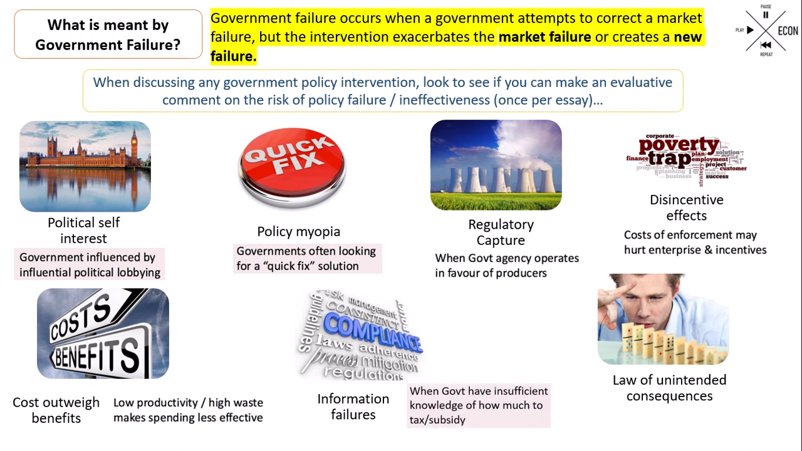Information failures, whenever the government have insufficient information about how much tax to put in place, how much of a subsidy to give, what's the correct price strategy. Now obviously they've got civil servants and experts in these fields, but it is at the end of the day politicians that put these in place, so they might not always make the right choices. And finally, the law of unintended consequences. Sometimes policies have unintended or unanticipated side effects that the government would never have foreseen or hope wouldn't materialise.